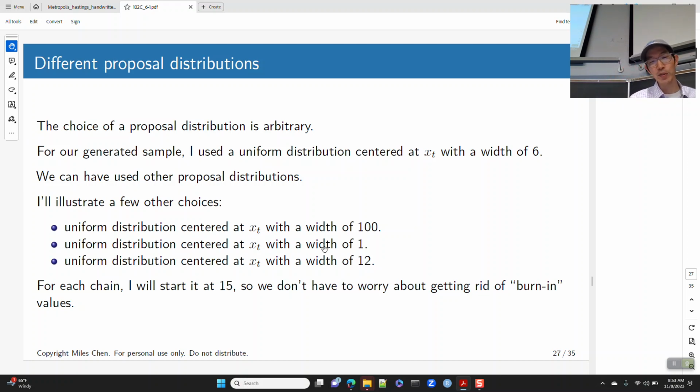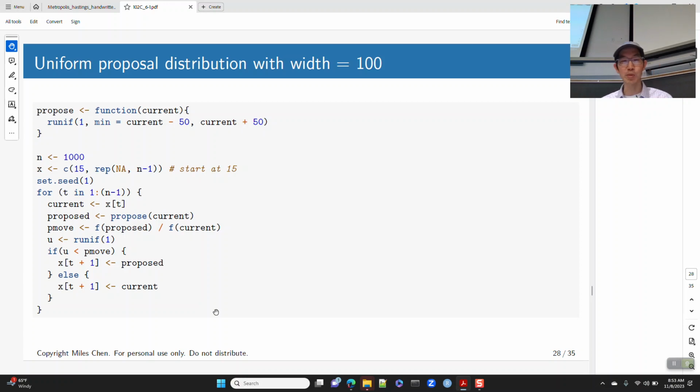I can also propose values with a width of 1. So if I'm at 50, I'm going to propose values between 49 and 51. And then we can try a width of 12. Okay, so actually, I'm going to start my chains at 15, so I don't have to worry about a burn-in. We're already at the location where we want values to be proposed from.